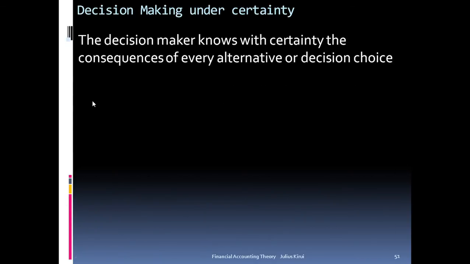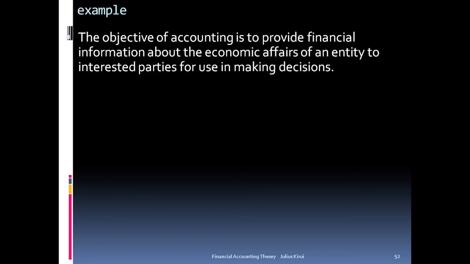Decision making under certainty. The decision maker knows with certainty the consequences of every alternative or decision choice. So already the decision maker has the information about the outcome, the consequences that he will face after taking a particular decision. There is awareness in taking such a decision. For example, the objective of accounting is to provide financial information about the economic affairs of an entity to interested parties for use in making decisions.